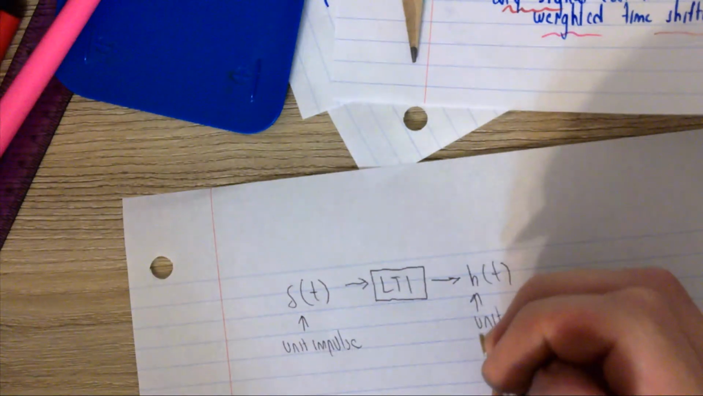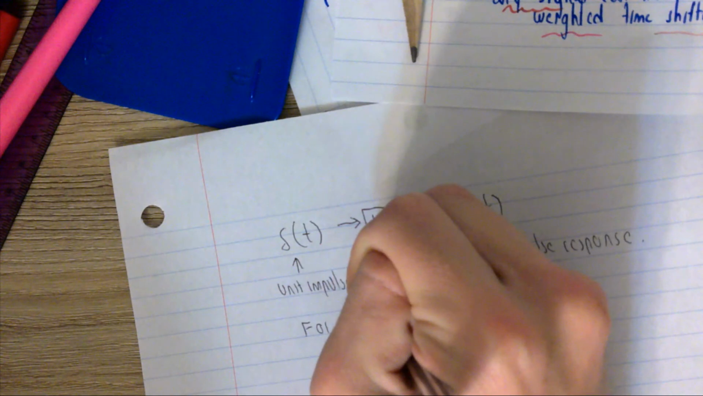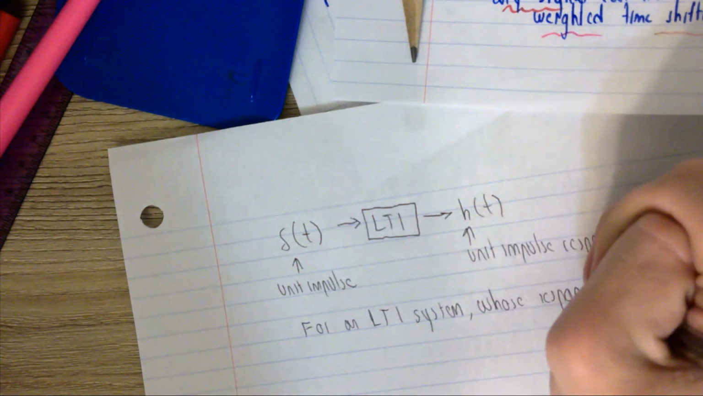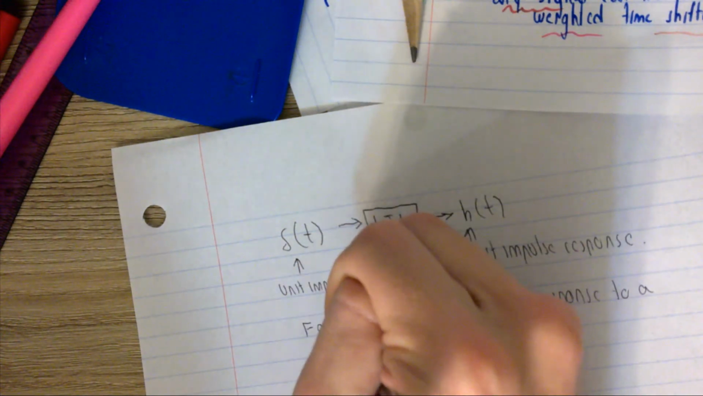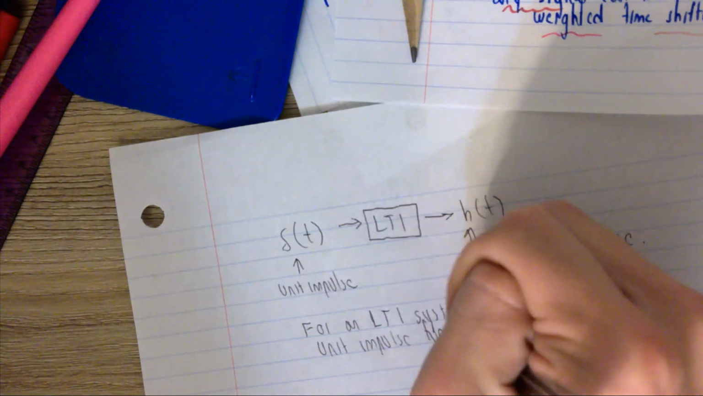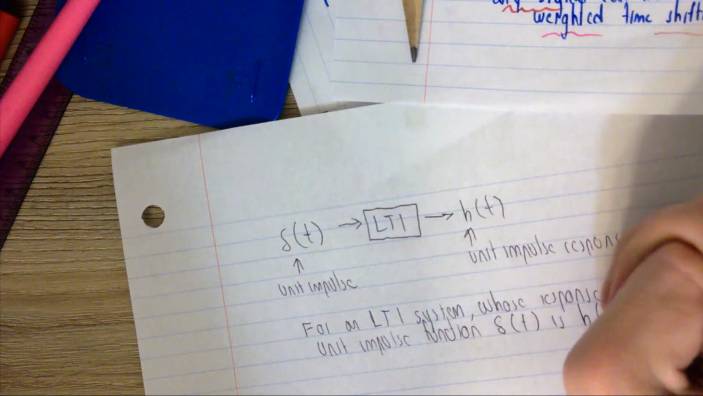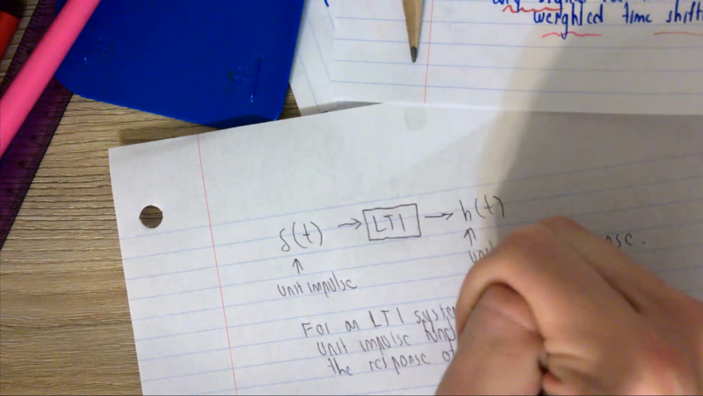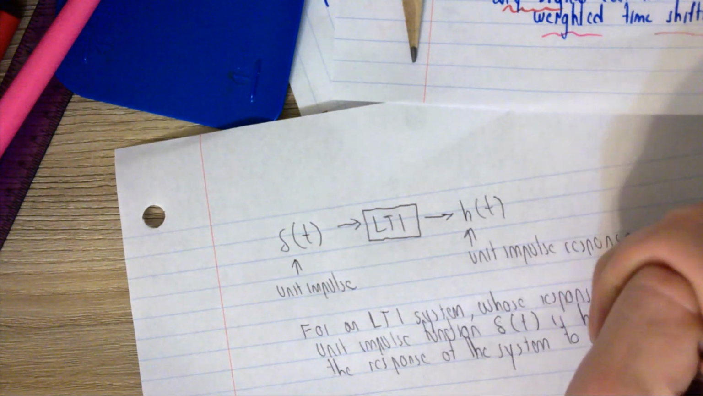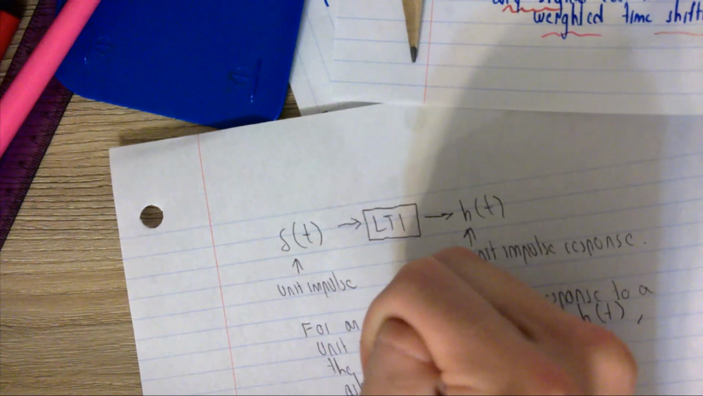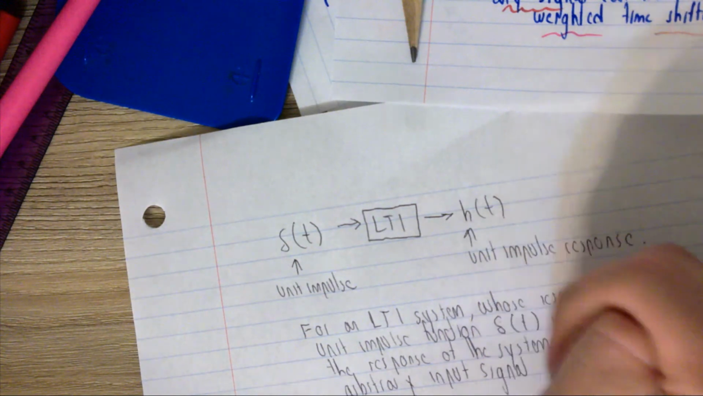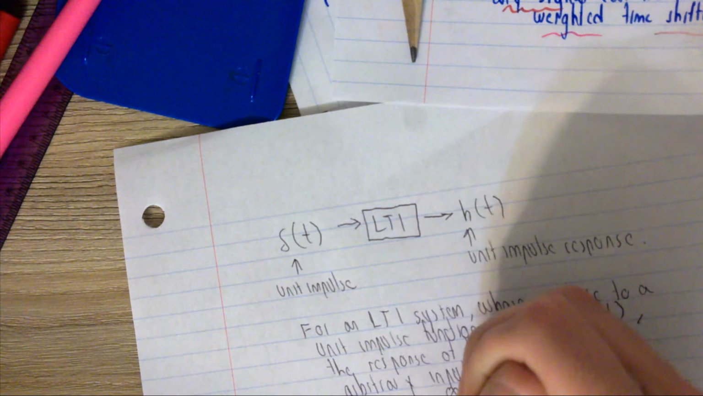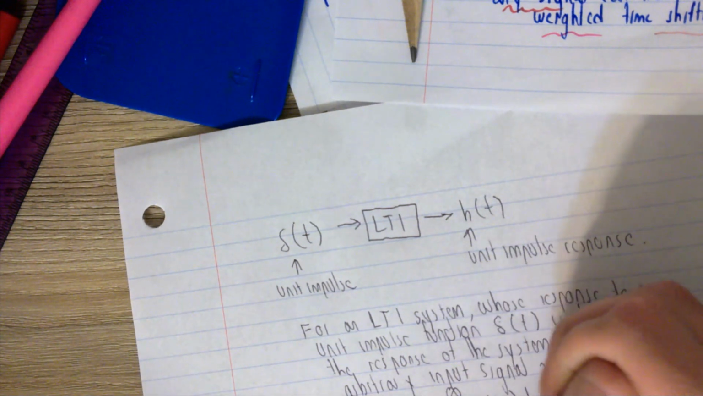So for an LTI system, because this is the big takeaway, for an LTI system whose response to a unit impulse function delta t is h of t, the response of the system to any arbitrary input signal x of t is, y of t is equal to the integral from negative infinity to infinity of x of tau h of t minus tau d tau.